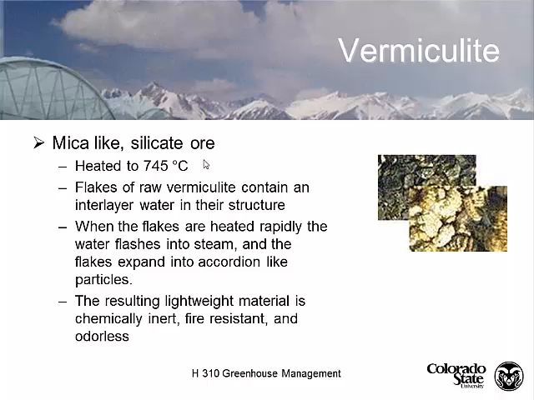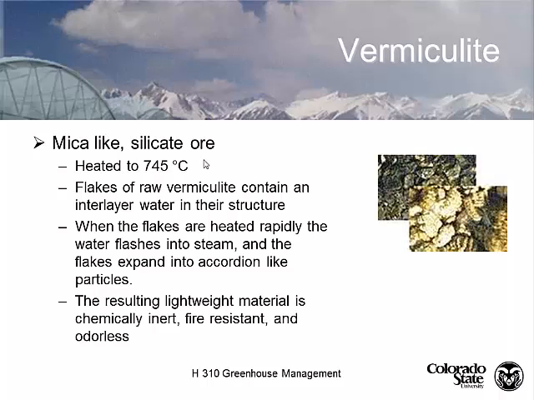Okay, vermiculite. Vermiculite is a mica-like product. If you've hiked up in the mountains and the foothills around Fort Collins, you'll see mica sticking out of the side of the mountain. It's flaky, big sheets of mineral material. Well, vermiculite is very similar to that. They take it, and they grind it up, and they heat it to 745 degrees C, and there's just enough water in there that explodes it like popcorn. And it expands out, and we get a lightweight material.